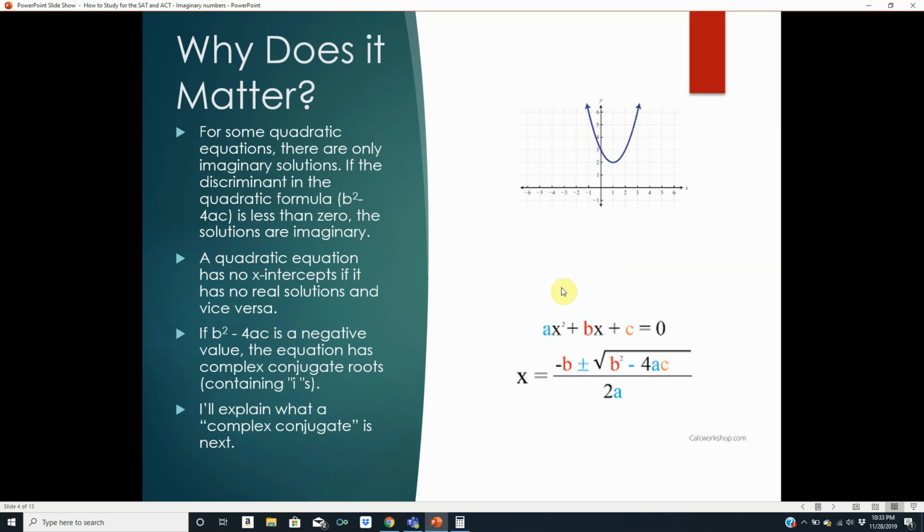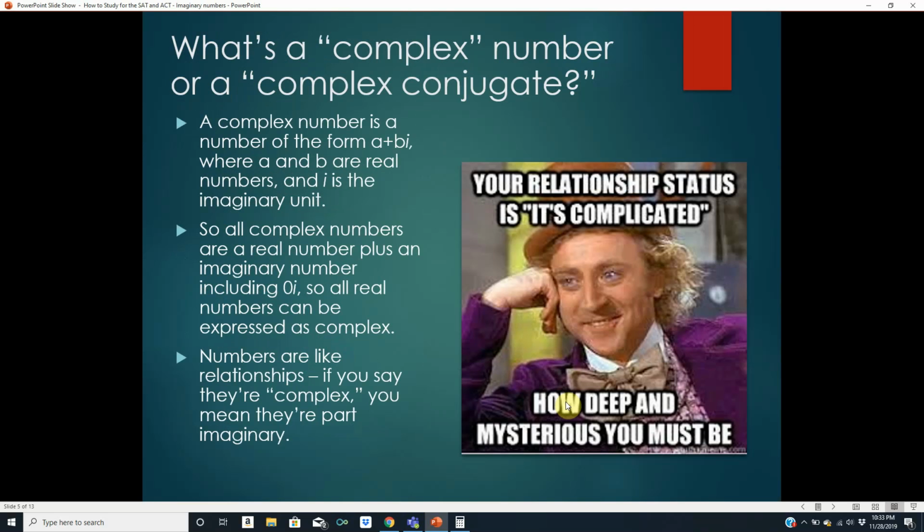Also, here is the quadratic formula in case you've forgotten it. You have to set ax squared plus bx plus c equal to 0, and x is equal to negative b plus or minus the square root of b squared minus 4ac, over 2a.